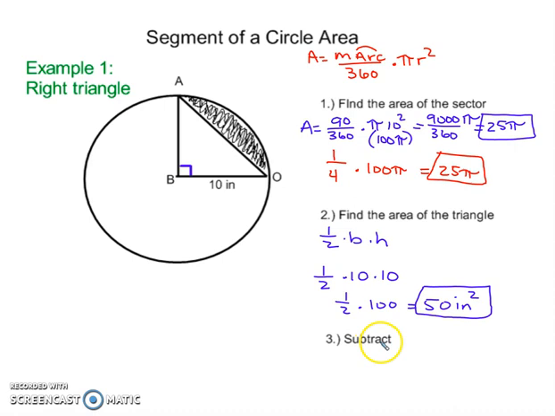And now, just like we did before, now we've got to subtract the two to figure it out. So I'm going to take my 25 pi minus 50, and that is going to give us 28.5.